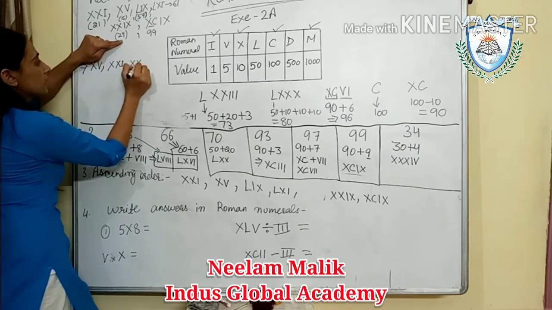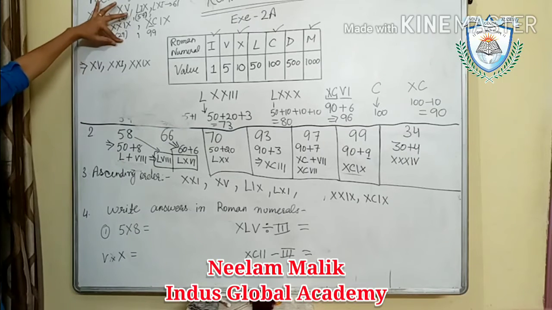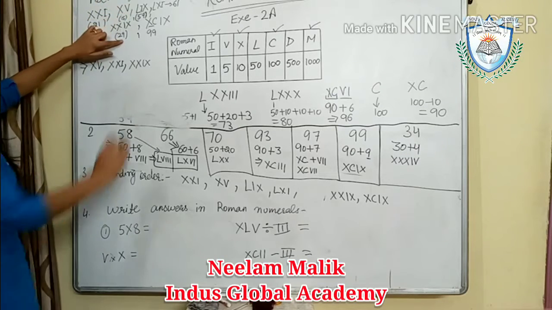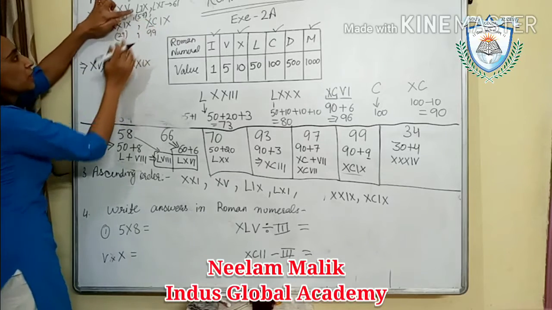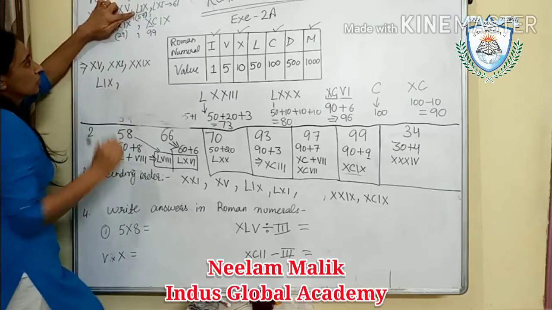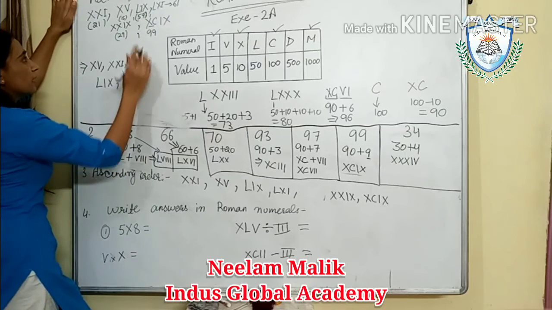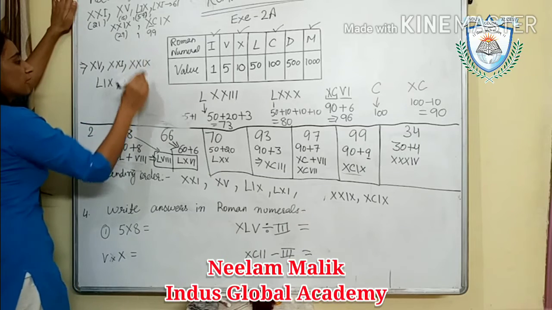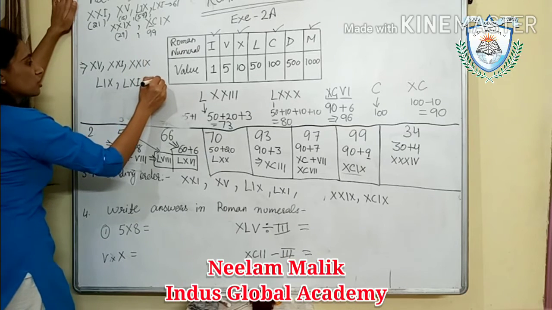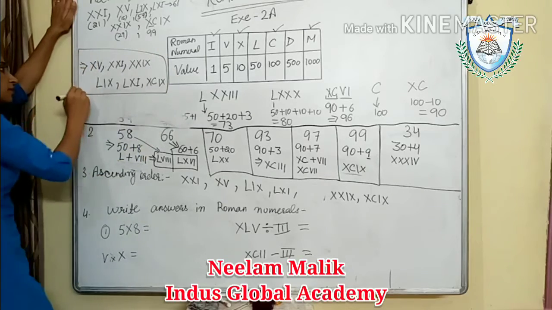After 21, 29 will come, that is XXIX. After 29, this will come, 59. And what is the value of 59? LIX. And next is 61, that is LXI. And next is your 99, that is XCIX. So this will be your answer.